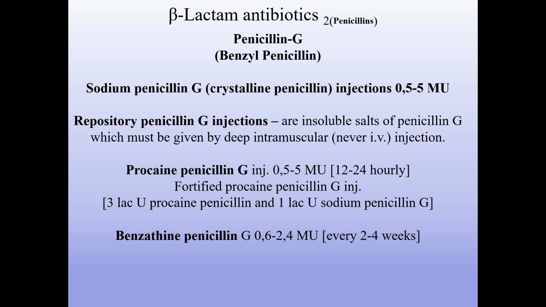First of all, penicillin G or benzyl penicillin in more detail. Sodium penicillin G, crystalline penicillin injections from 0.5 to 5 million units. Next, repository penicillin G injections are insoluble salts of penicillin G, which must be given by deep intramuscular, never IV, injection. Next, procaine penicillin G injection, 0.5 to 5 million units, 12-24 hourly, and fortified procaine penicillin G injection. And one more, benzathine penicillin G, 0.6 to 2.4 million units, every 2-4 weeks.